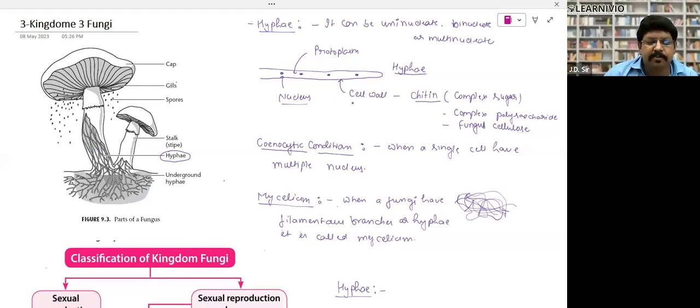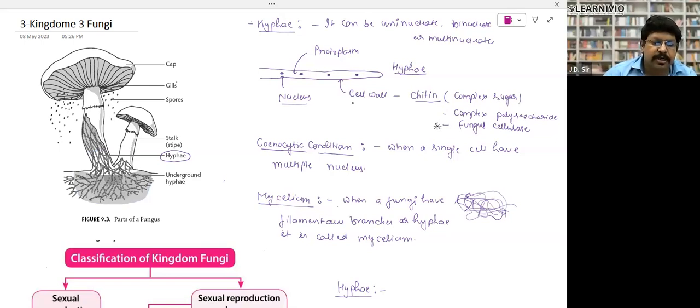Basically, sometimes they ask what is the fungal cellulose. So the cell wall, that is the first question. The cell wall is made up of a complex sugar. The name is chitin. So what is chitin? Chitin is the material which makes the cell wall of fungi. It is a complex polysaccharide, and it is also known as the fungus cellulose. So this is the question, fungus cellulose, right?